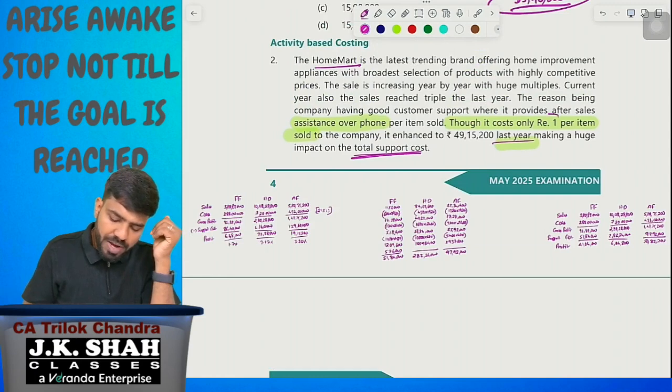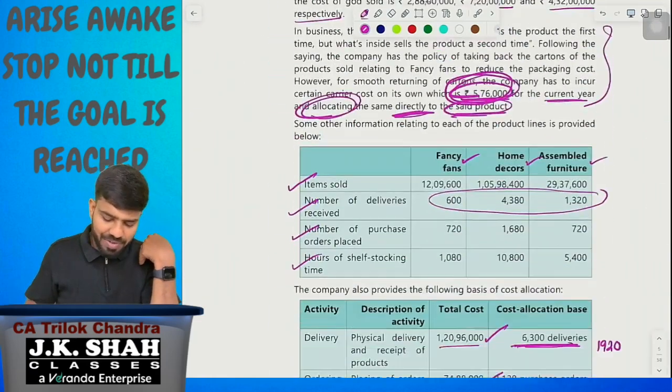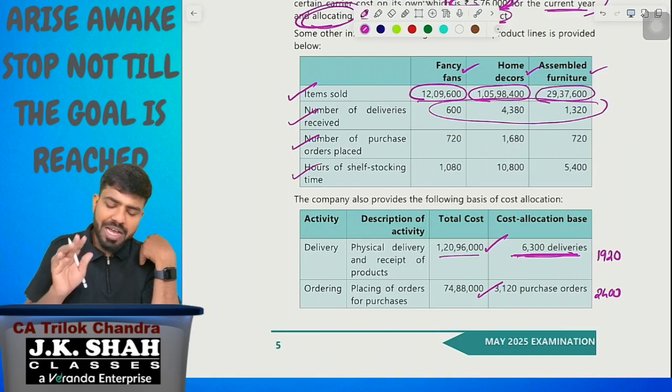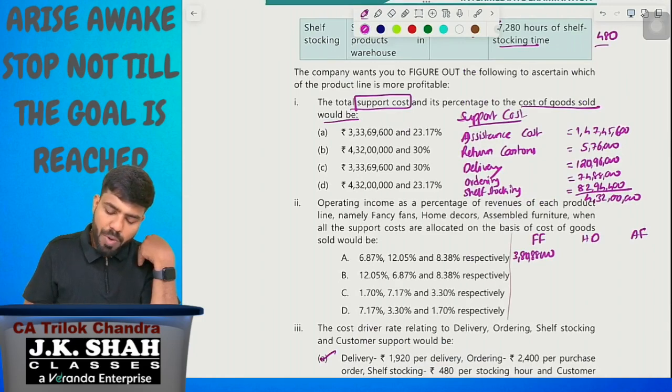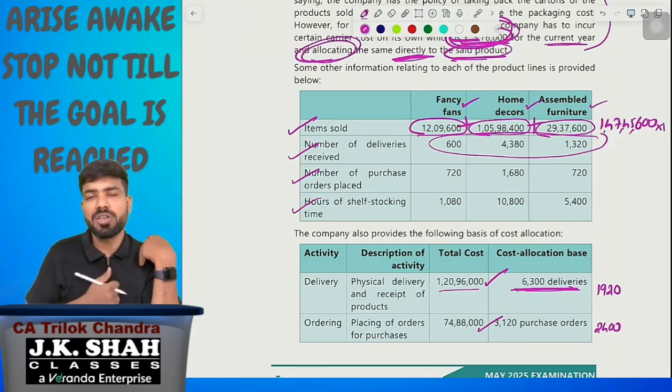Look at here. 1 rupee per item sold. Don't take this. Many students will confuse to take this. That is for the last year. That means last year number of items sold is 49 lakh 15,200. This is the last year sales. But current year sales they given in the question. What is the current year sales? 12 lakh 9,600 fancy fans. 1 crore 5 lakh 98,400 home decors. 29 lakh 37,600 assembled furniture. Make a total. We will be getting assistance cost 1 crore 47 lakh 45,600, items sold into 1.